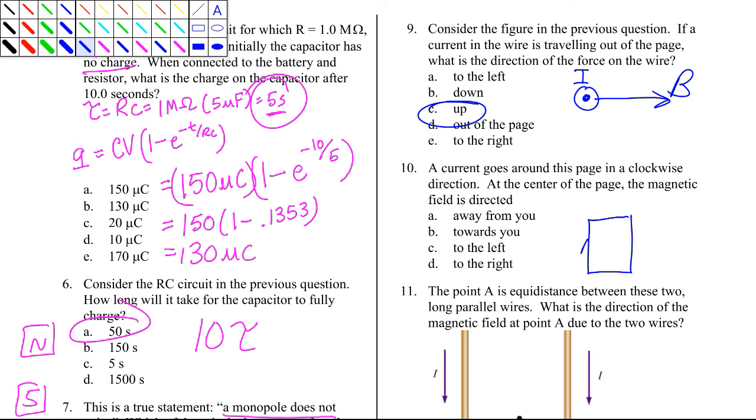Current goes around this page in a clockwise direction, so imagine this is your page. There's a current going around in this direction. If I do my right hand rule, I can find the current here. Let my thumb go in the direction of the current. My magnetic field will be into the page, out of the page, and then over here, into the page, out of the page. So in the middle of the page, it will be away from you.